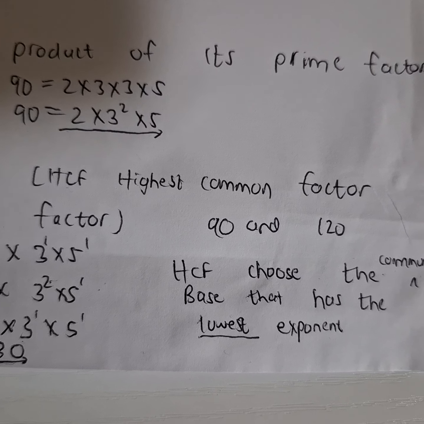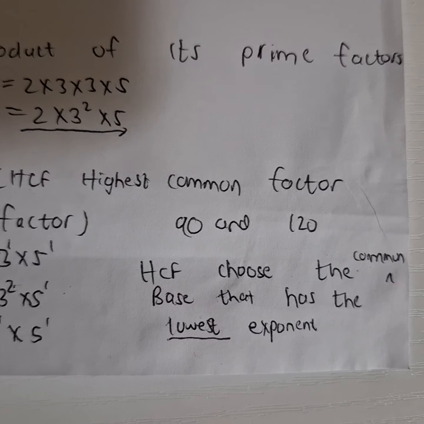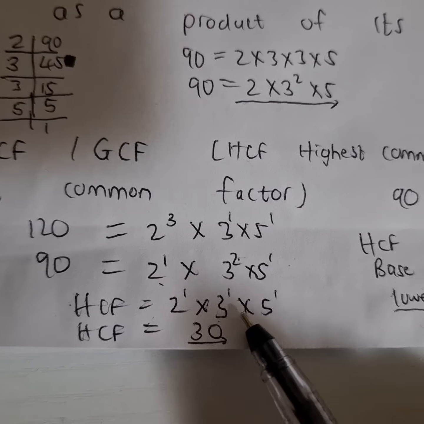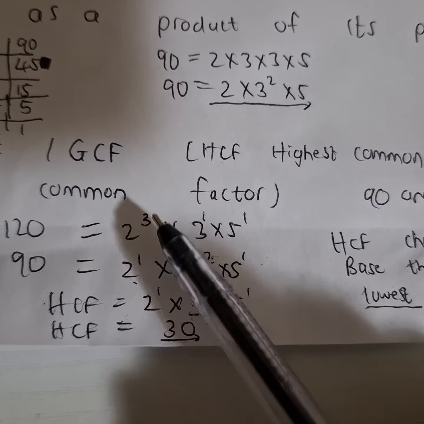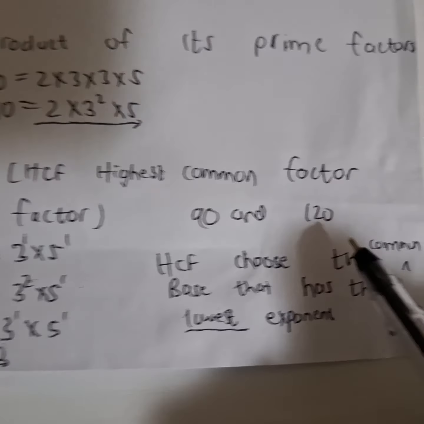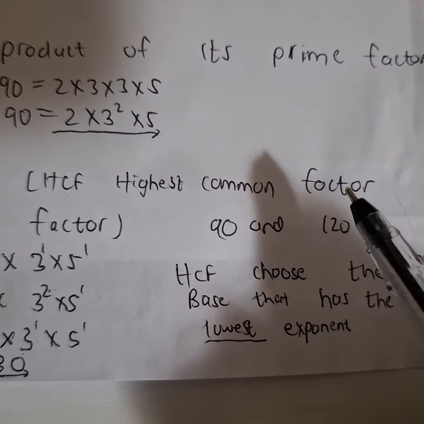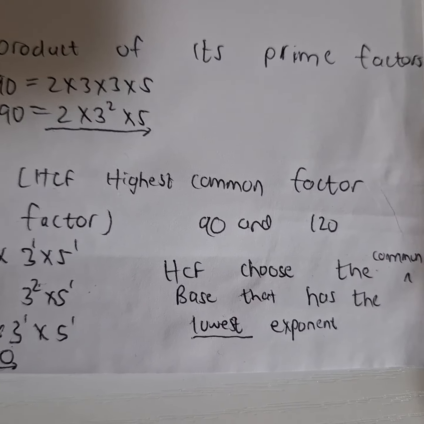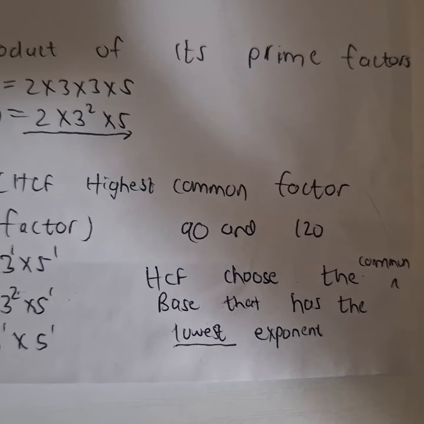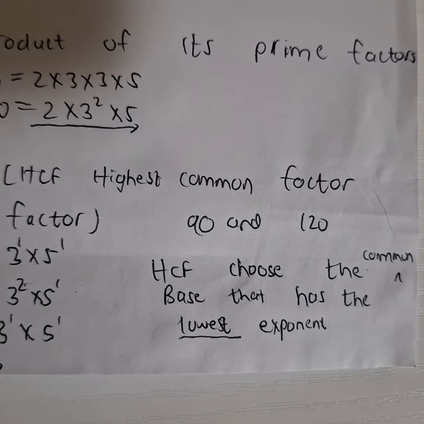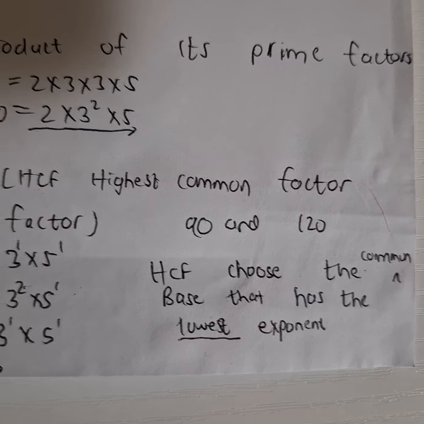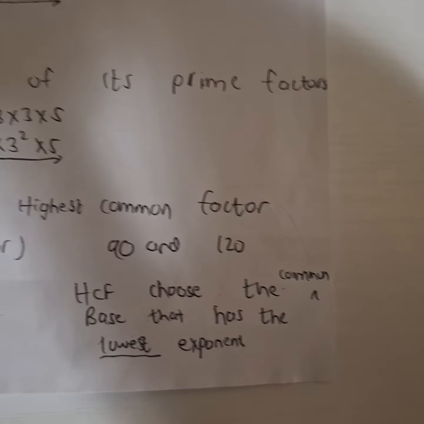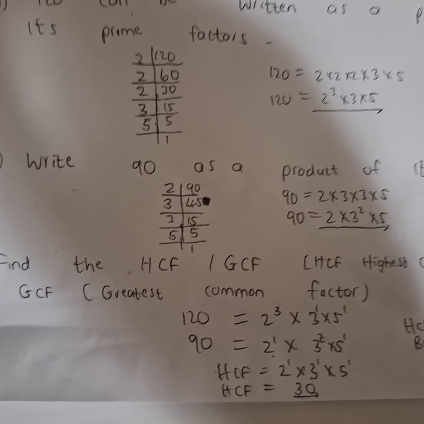That means if there's a base that's not common, we don't even consider it to be part and parcel of our highest common factor answer. The bases that we choose from have to be common for all the numbers that you are referring to. So if 90 and 120 are the numbers, then we have to check if the particular base is common for both numbers. If one of the bases is not common for both numbers, then we do not identify that to put it in the highest common factor. And that's very important.